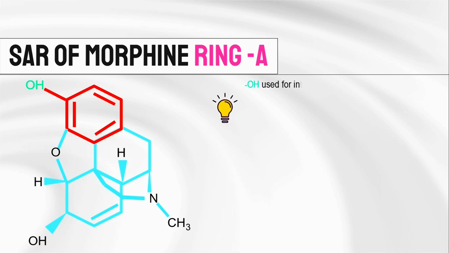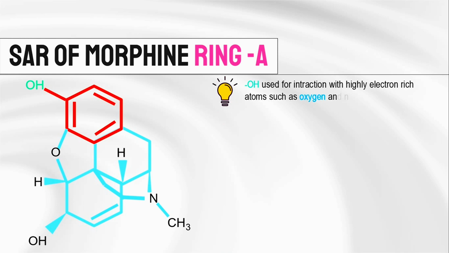The phenolic hydroxyl group acts like a crucial handshake between morphine and the opioid receptor. This hydroxyl group forms strong hydrogen bonds with specific amino acids in the receptor's binding site. Imagine the hydrogen atom from the hydroxyl group reaching out and connecting with an electron-rich partner, like oxygen or nitrogen atoms, nestled within the receptor. This bond isn't just a casual greeting, it significantly enhances morphine's binding affinity, amplifying its analgesic prowess.